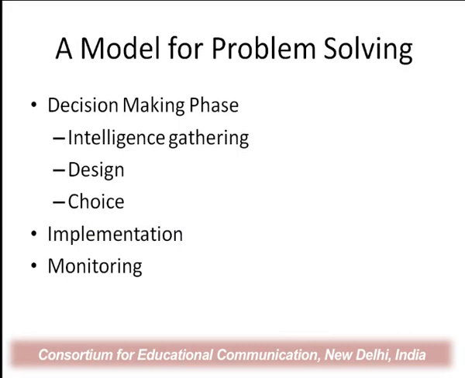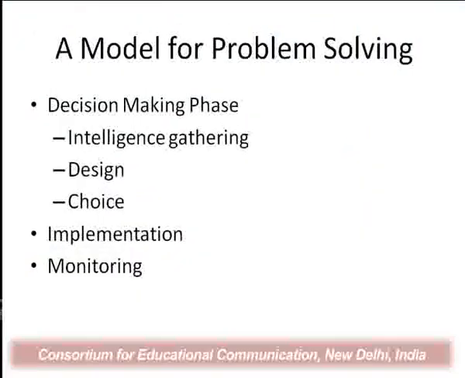So, how do you solve a problem? There are three main phases to problem solving. If you are given a business problem, then the first step in solving that problem is the decision making phase. Now, in the decision making phase, there are three main aspects. First is the intelligence gathering, that is you collect the data, you collect the information, you collect the historical facts, how things have happened in the past.